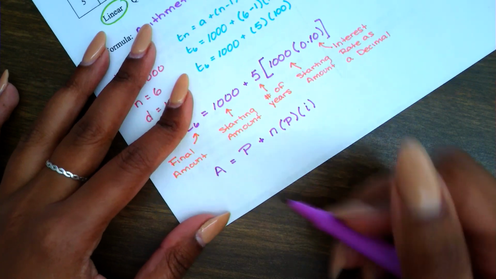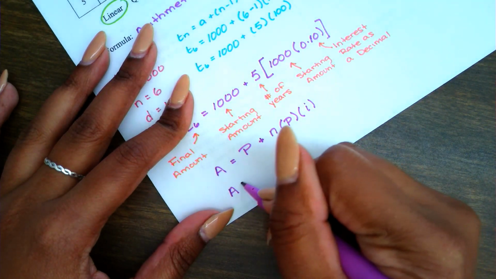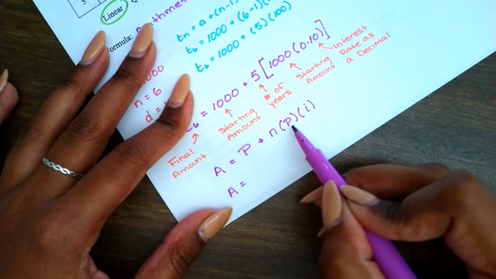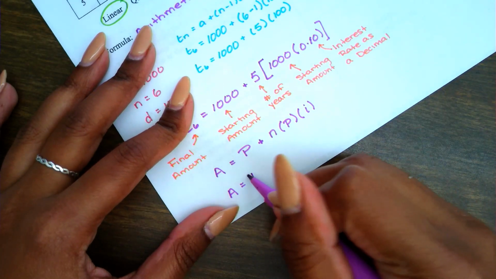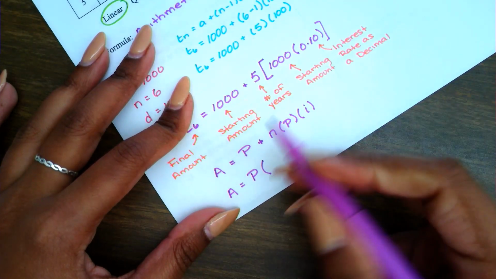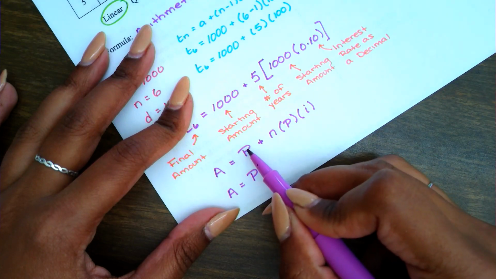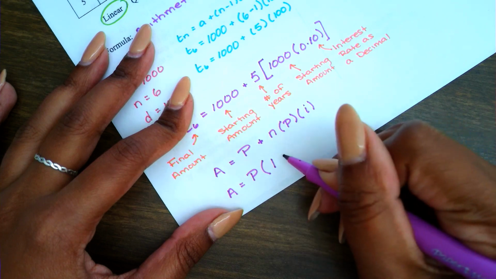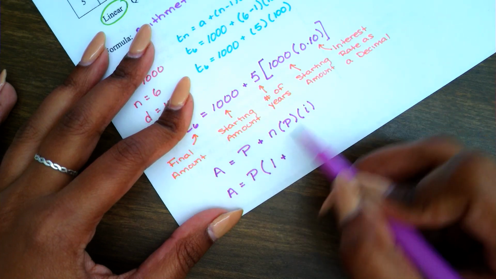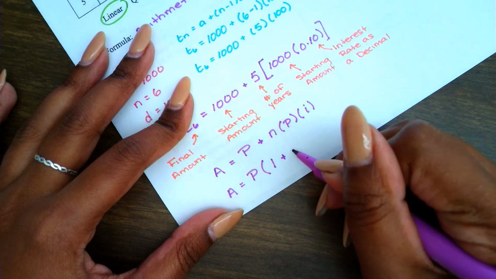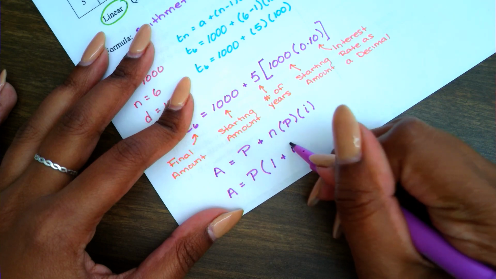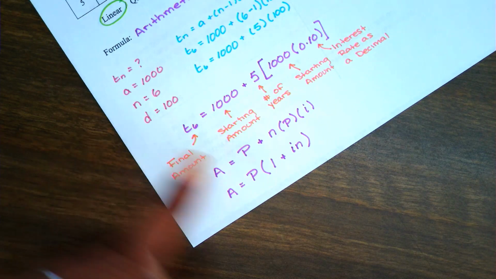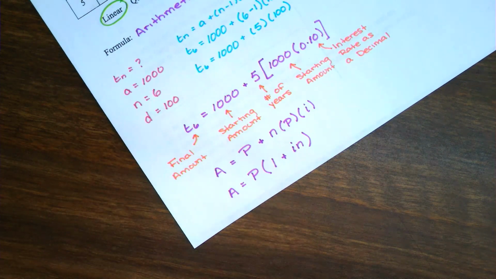Now, an easier way to write this is A equals, these two terms both have P in them. So I'm essentially pulling out a common factor. I'm going to write P once. This, since I already wrote my P, is just going to be 1, because P times 1 is P, plus N times P times I. If I pulled out the P, all I'm left with is IN. And that's how we write that. Okay, so that's your formula for simple interest.